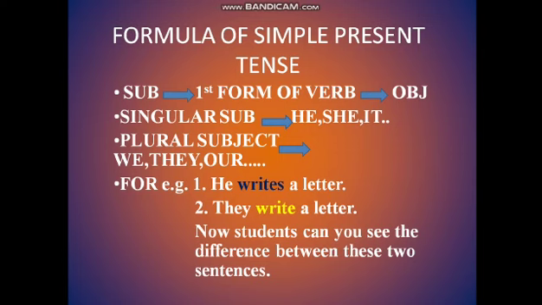Now students, can you see the difference between these two sentences? He writes. Now he is a singular subject and write is a verb, and we have added s to it because we have a singular subject. So he writes a letter. Now they is a plural subject, so we will not add s to the verb. And what is the verb over here? Write. So they write a letter.